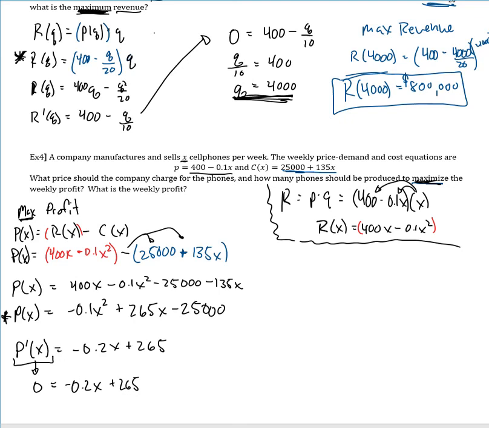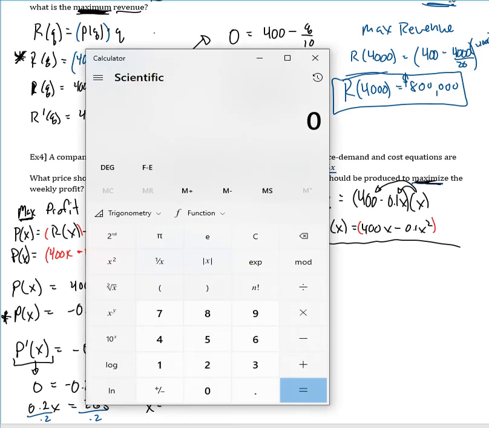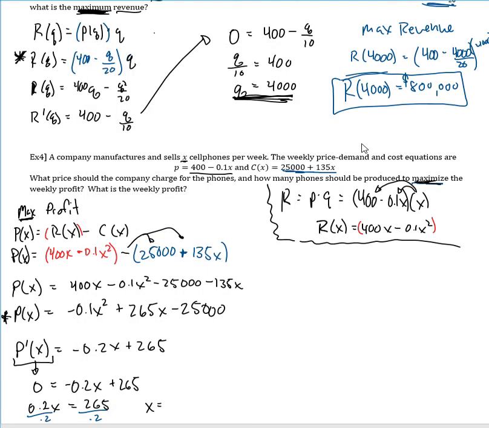I'm going to add that over to give us 0.2x equals 265. So I just added it over. And then I would divide both sides by 0.2 at this point. Let me use my calculator. 265 divided by 0.2 gives us 1,325. Okay, so we have x equals 1,325. And those are cell phones.